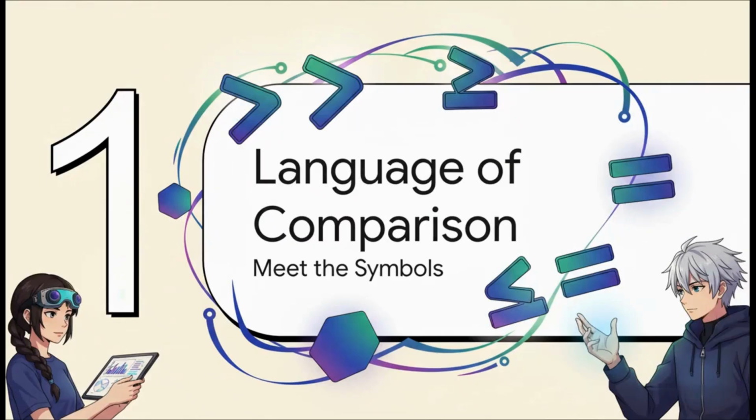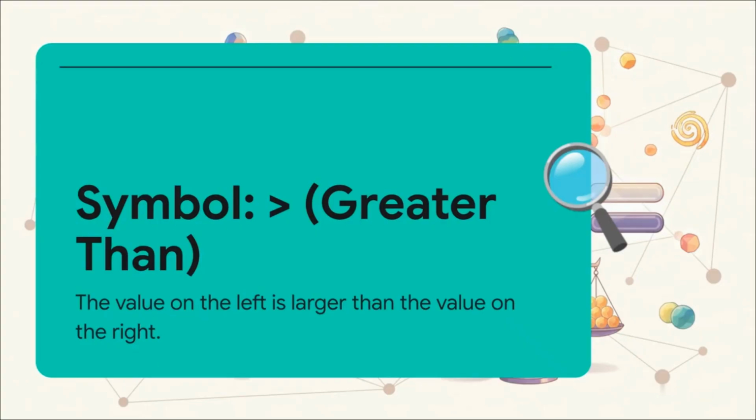All right, let's dive right in. First up, the language of comparison. Look, there are really just 5 key symbols you need to know. Once you get these, they become the foundation for everything else. So, let's meet them. This is the greater than symbol. The easiest way to remember this one is to think of it like an alligator's mouth, and it's always hungry for the bigger number. So, when you see 5 greater than 2, it just means the alligator wants to eat the 5, because 5 is greater than 2.